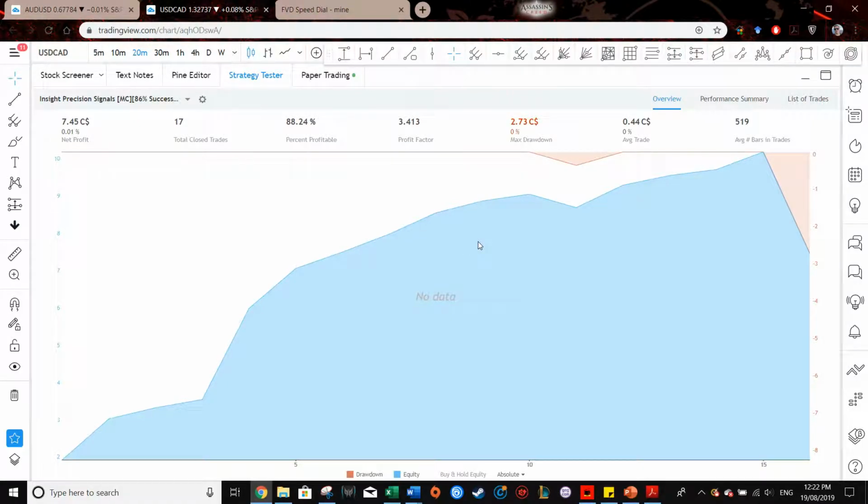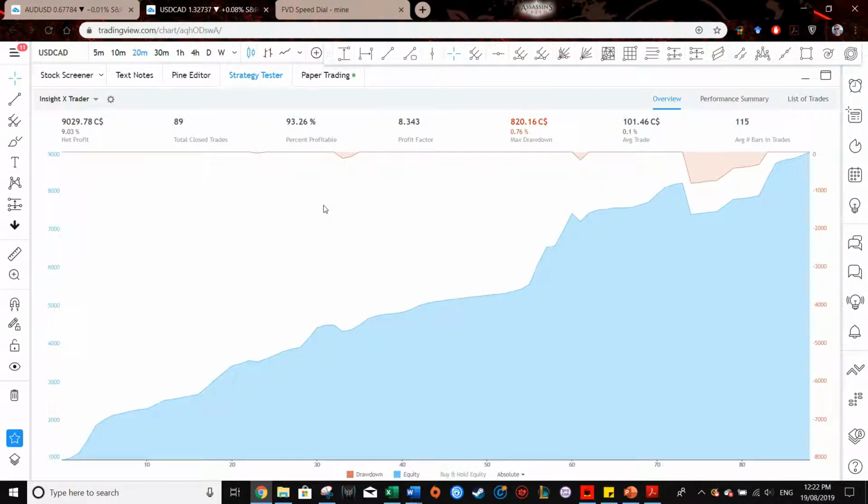On the left, select Insight X Trader. No, on the left. Yes, select the other one. So there you go. Basically, that's what an indicator could look like. Bring that down a bit, it's covering the charts.